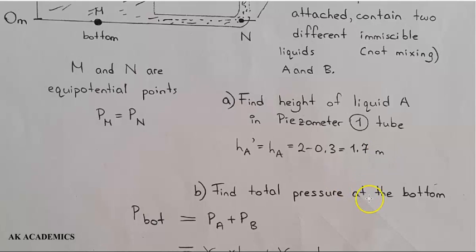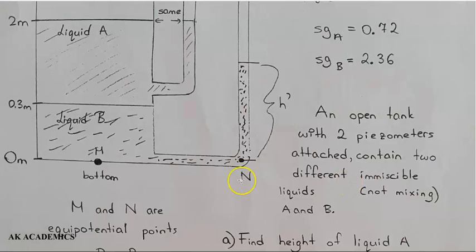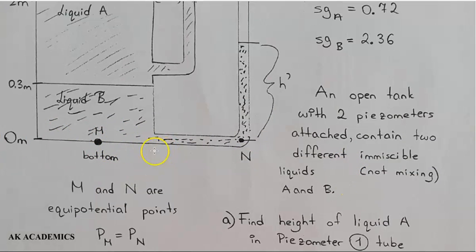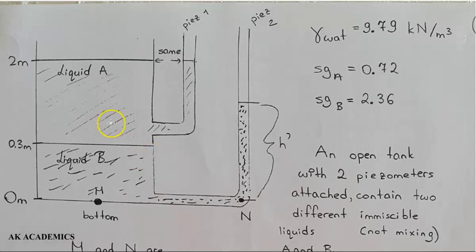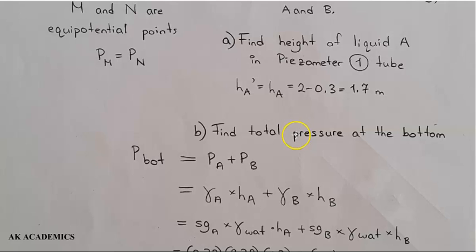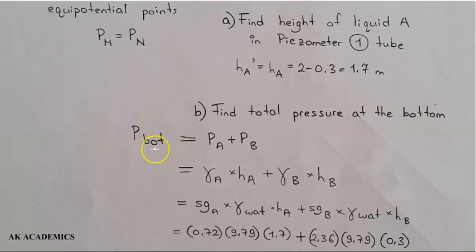Then find the total pressure, the second question now. Find the total pressure at the bottom of the tank. Total pressure at the bottom of the tank will be equal to pressure of liquid A plus pressure of liquid B. That's what we have here. Pressure at the bottom is equal to pressure of liquid A plus pressure of liquid B.